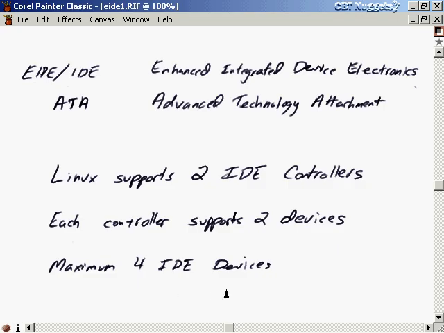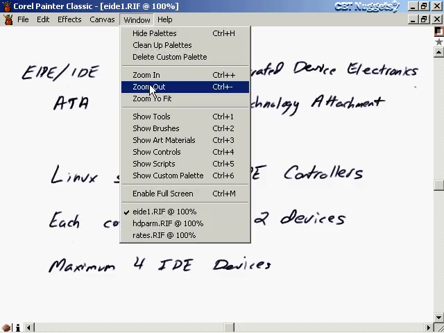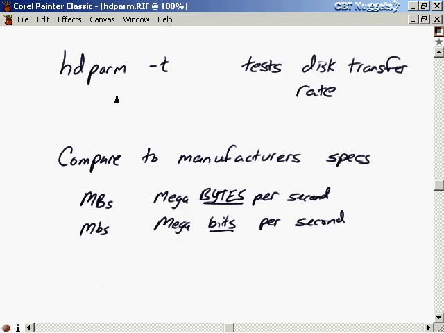Now, if you have an IDE hard drive and you think it's not performing up to par, then what you can do is you can do a test on it. You can say hdparm with the lowercase t option and then specify the disk that you want to test, like /dev/hda or something like that. So you'd specify this, and then it would test the disk transfer rate of that particular disk you specified. It would do a bunch of transfers and then give you some sort of summary information like the disk transferred 15 megabytes per second.